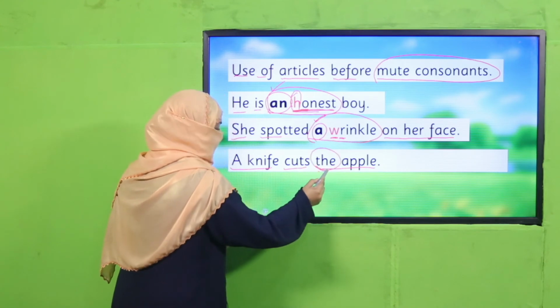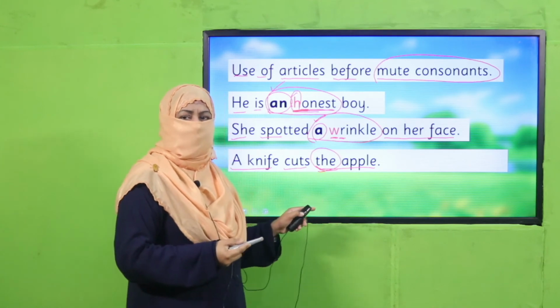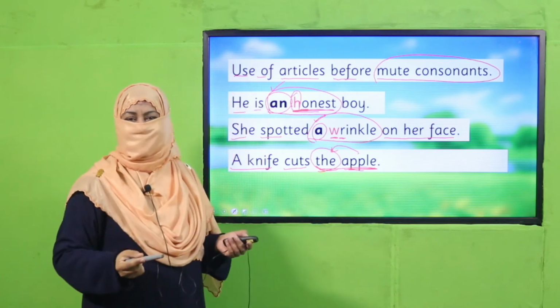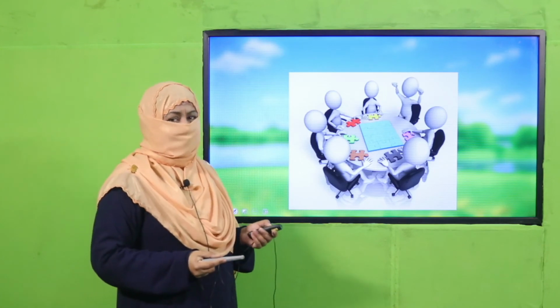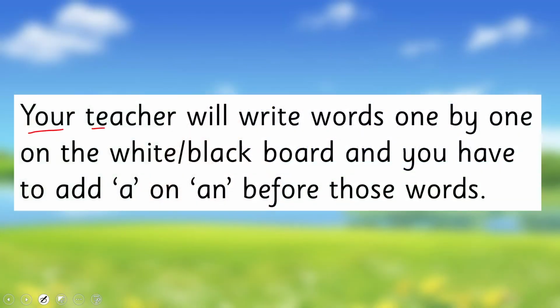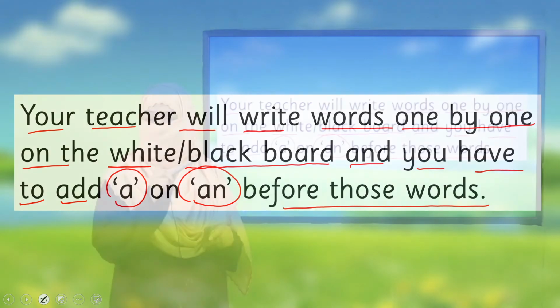Now we see "the", and we have learned this rule for this definite article: when one noun represents its whole class, we use "the", right? So let's practice it through an activity. Are you ready? All right. Your teacher will write words one by one on the white or blackboard, whatever is available, and you have to add "a" or "an" before the words. And my children, you are smart, you have to be careful.